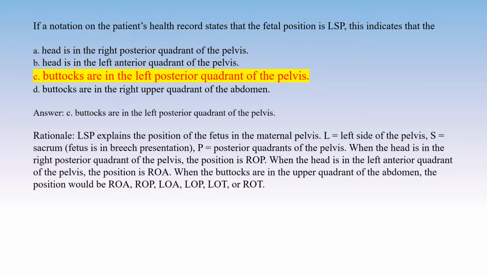Answer: C. Buttocks are in the left posterior quadrant of the pelvis. Rationale: LSP explains the position of the fetus in the maternal pelvis. L equals left side of the pelvis. S equals sacrum. Fetus is in breech presentation. P equals posterior quadrants of the pelvis.